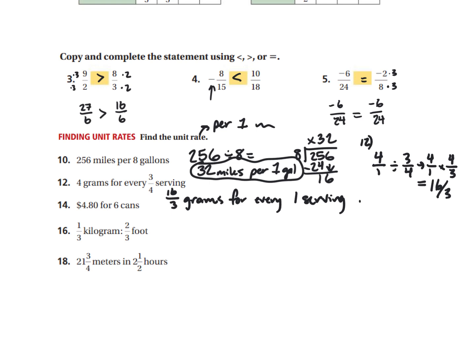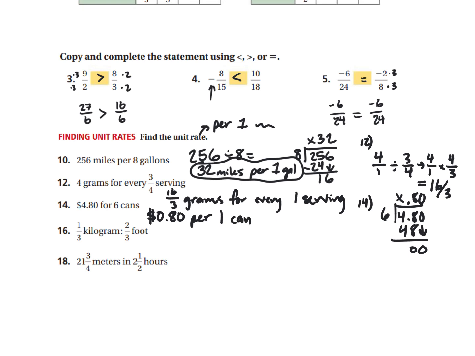Number 14 we'll do right here. It says $4.80 for 6 cans. I'm looking for how much per 1 can. In this case, we'll do this. 4.80. 6 doesn't go into 4, but 6 does go into 48 8 times. Here we go, and does so evenly, meaning that this is going to result in 80 cents per 1 can.